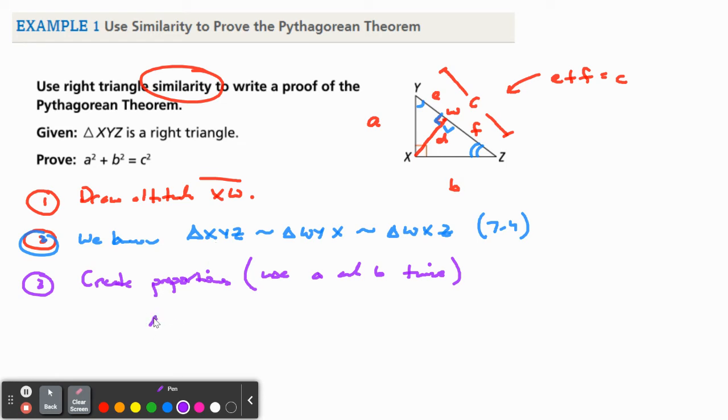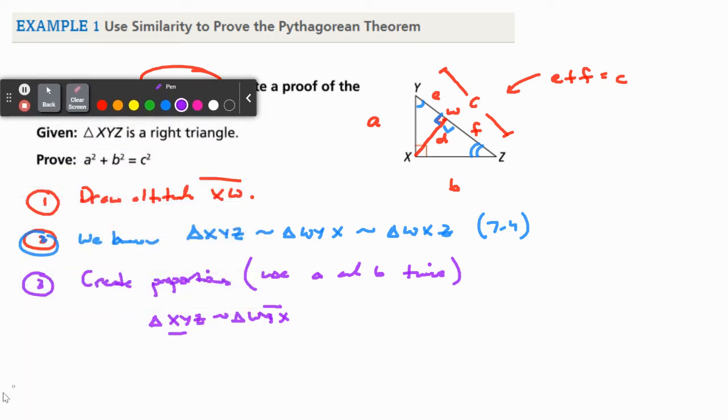So triangle XYZ being similar to triangle WYX. In those two triangles, XY is a, right? Notice that it's in both triangles. XY is here, XY is there. So we're going to use this proportion. I'm going to move this guy up.